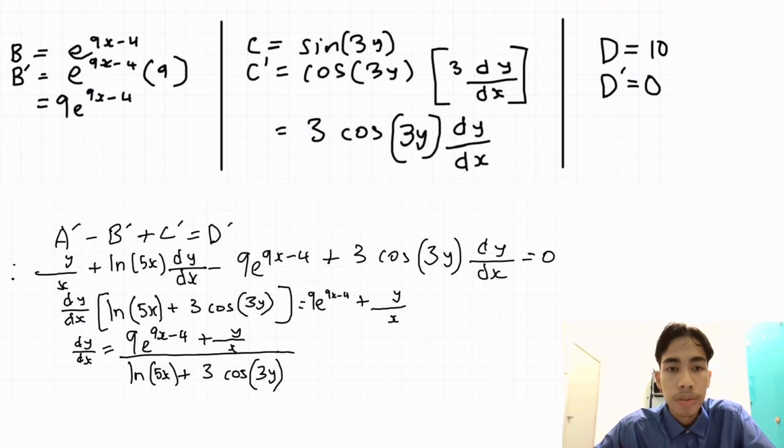Then we will transfer the ln 5x plus 3 cos 3y to the right, where dy dx equals 9 e to the power of 9x minus 4 plus y per x divided by ln 5x plus 3 cos 3y.